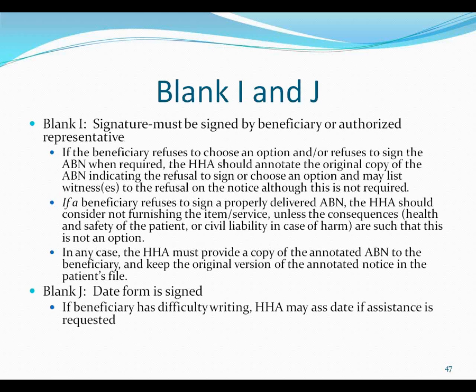Blanks I and J are the signatures. It must be signed by the beneficiary or the representative. And if the beneficiary refuses to choose an option or to sign the HHABN when required, you must annotate that on the original form. And if there are witnesses, it says you should get a witness, although it is not required.